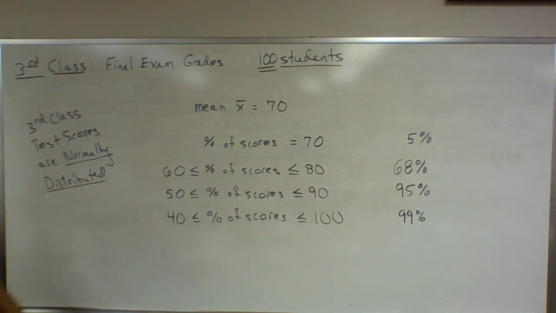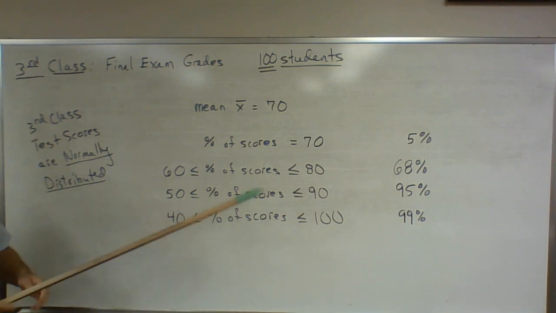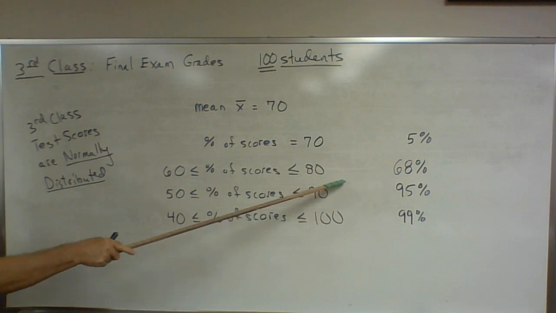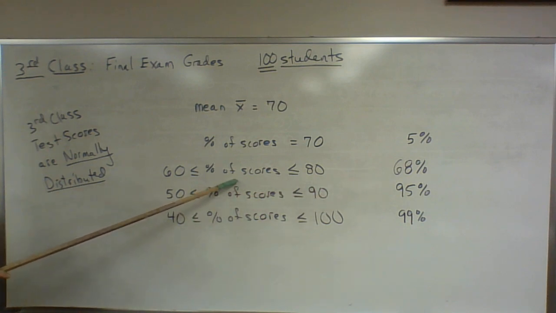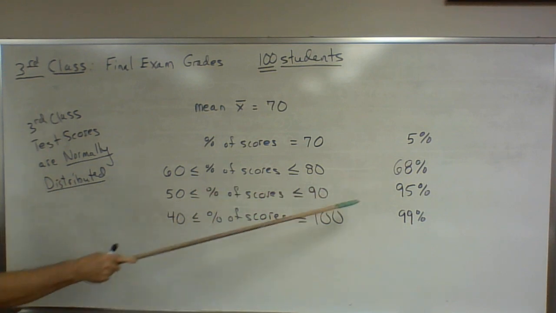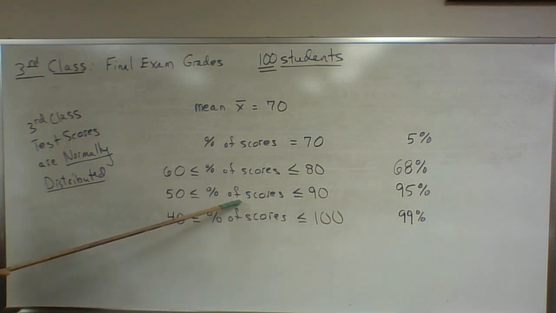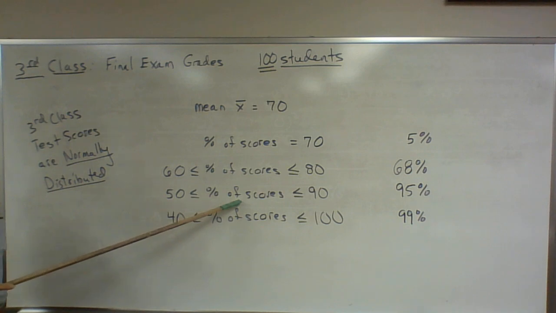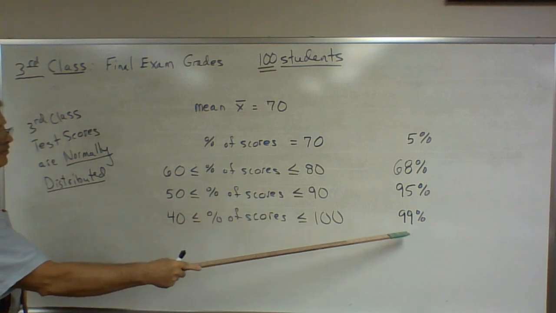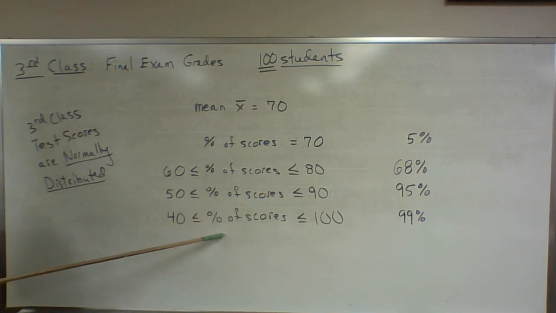We look at the distribution of grades in this class. 68% got within 10 points of the class average. That sounds about right. 95% of the class got within 20 points of the class average. That sounds about right. Almost 100% got within 30 points of the class average. That sounds about right.